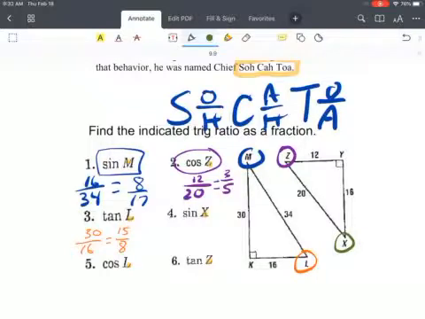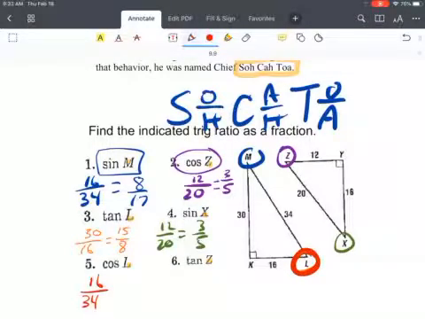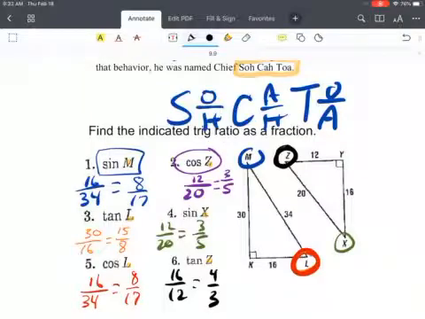Sine of X, opposite over hypotenuse, is 12 over 20, which is 3/5. Cosine of L, adjacent over hypotenuse, 8 over 17. And lastly, the tangent of Z, which is 16 over 12, or 4/3.